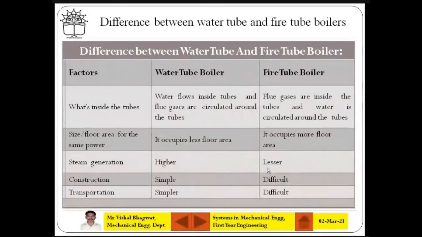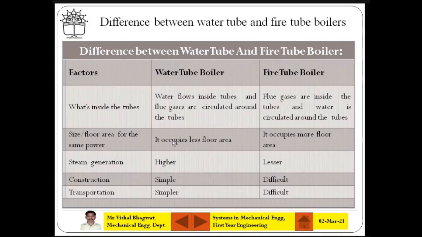Quickly we'll see the classification with the factors. So what is inside the tube? In case of water tube boiler, water is inside. Inside of a fire tube boiler, the flue gases or the smoke is inside, right? Then floor area for the same power requirement. Water tube boiler, of course, requires less floor area because efficiency is high. Fire tube boiler, large area of requirement. The steam generation in water tube boiler, efficiency high, so the higher steam generation rate. Fire tube boiler, lesser.